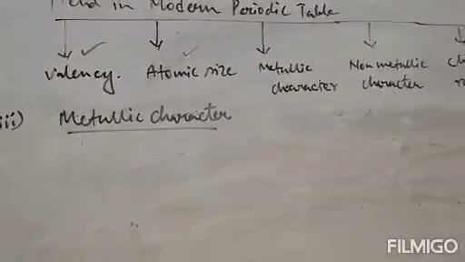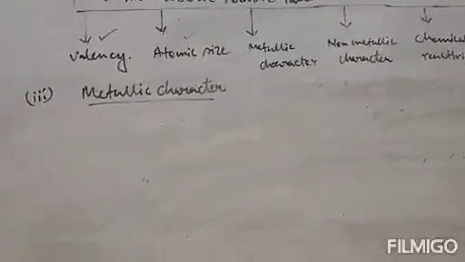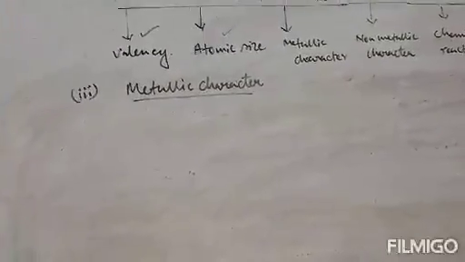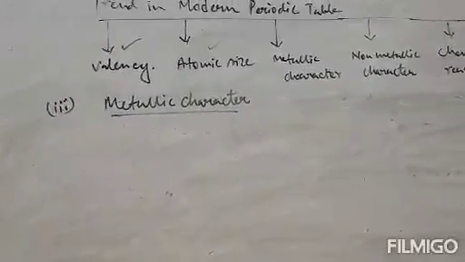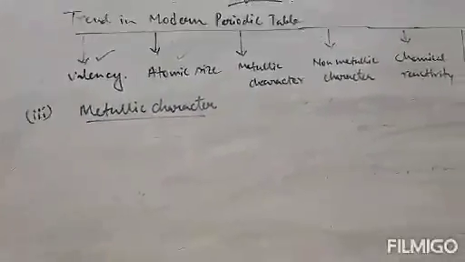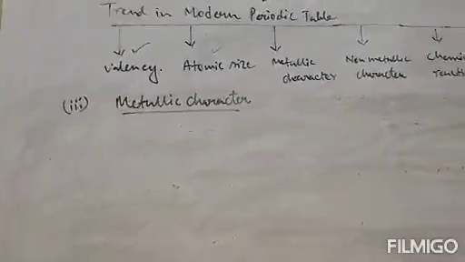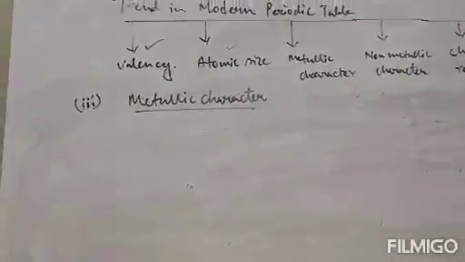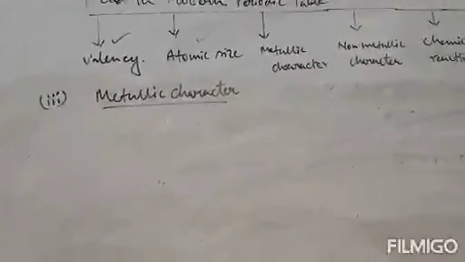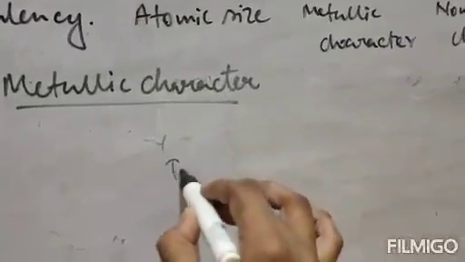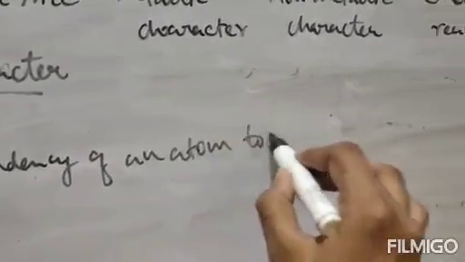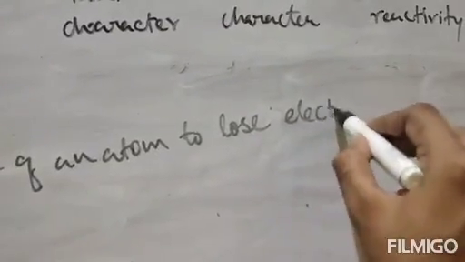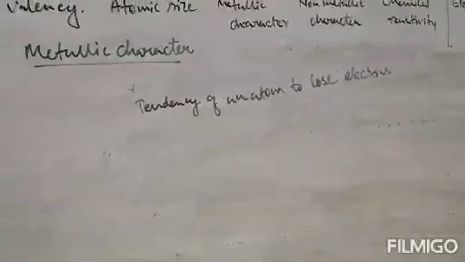Now, what is metallic character? Metallic character is the tendency of an atom to lose electrons. That means an atom will be more metallic if it loses electrons more easily. So metallic character is the tendency of an atom to lose electrons. That is the metallic character.